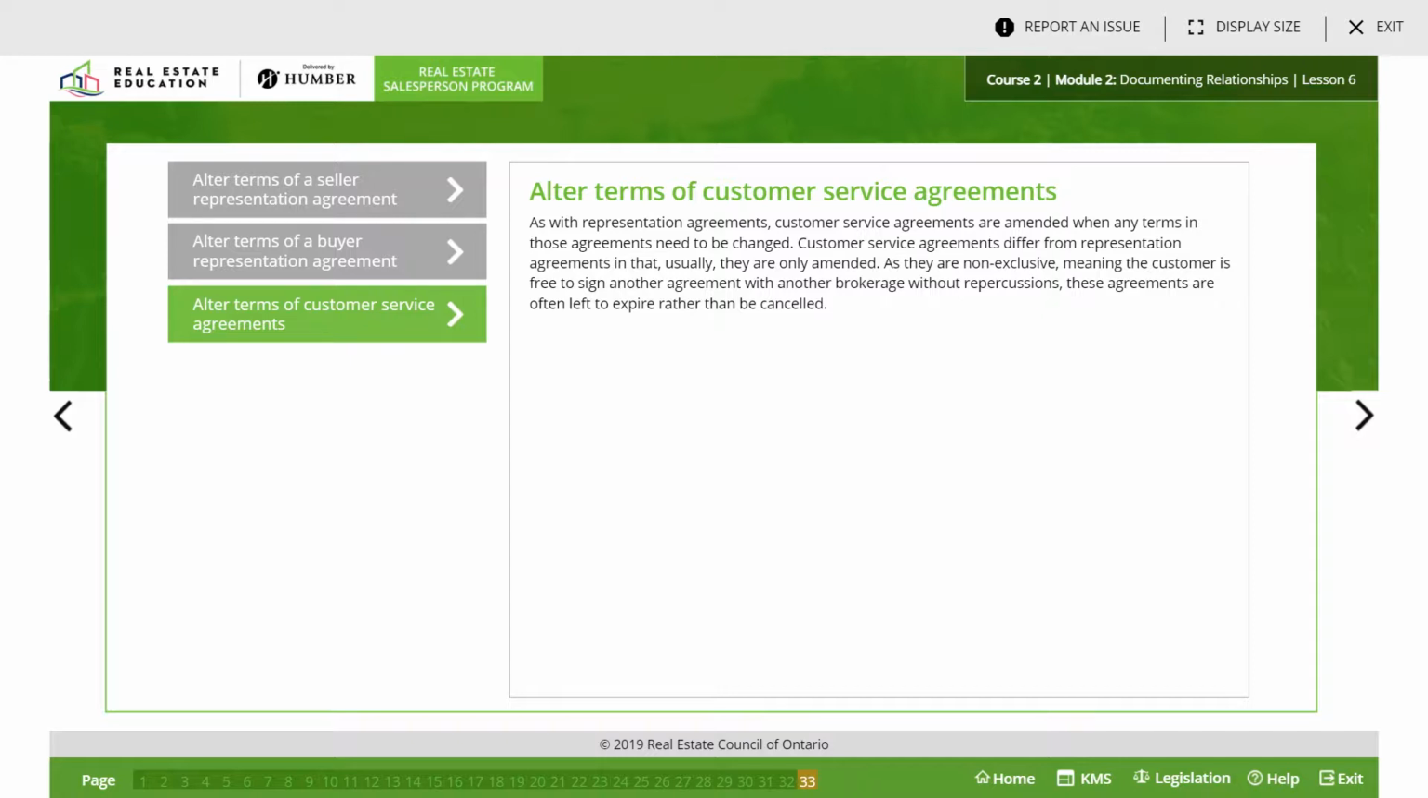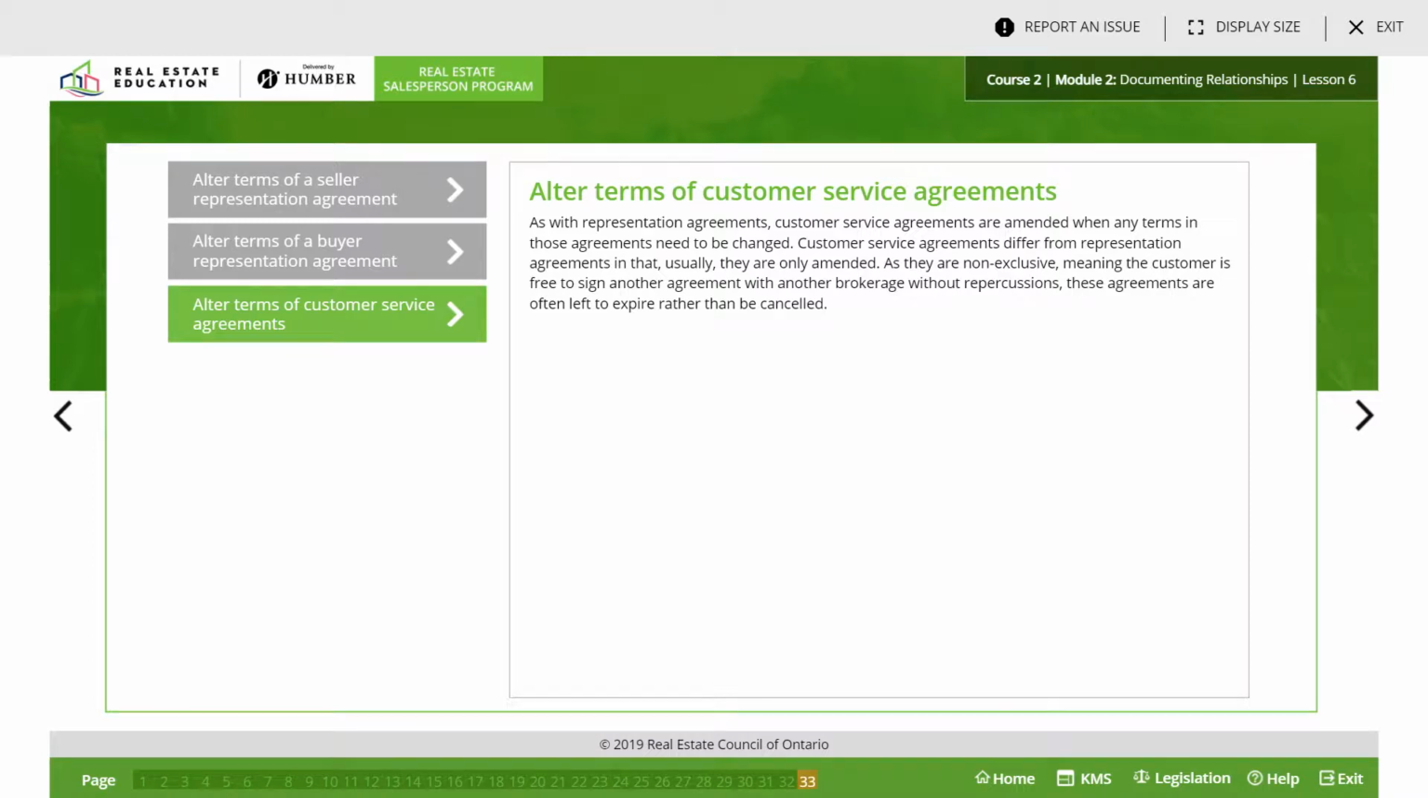As with the representation agreements, customer service agreements are amended when any terms in those agreements need to be changed. Customer service agreements differ from representation agreements in that usually they are only amended, as they are non-exclusive, meaning the customer is free to sign another agreement with another brokerage without repercussions. These agreements are often left to expire rather than being cancelled.